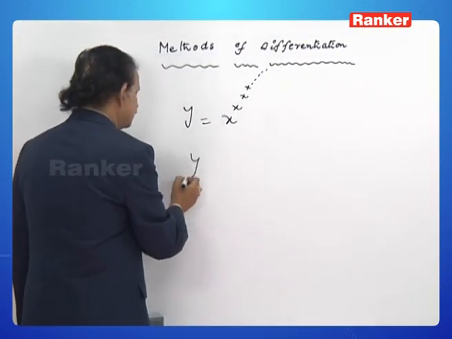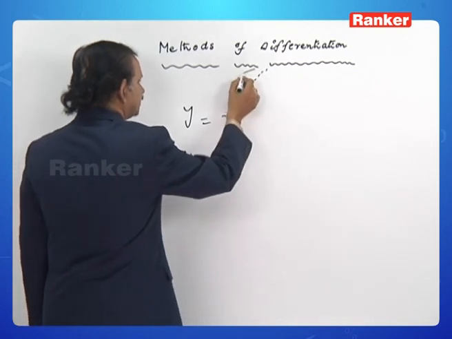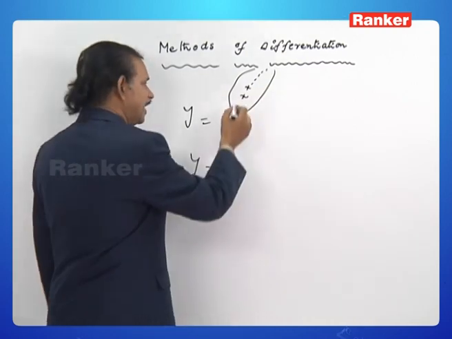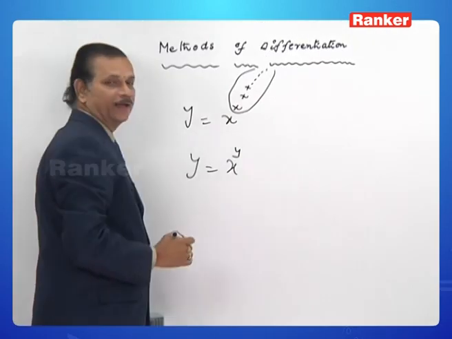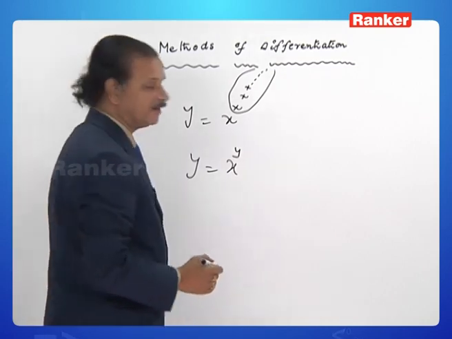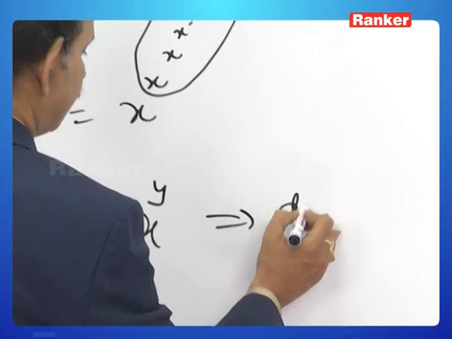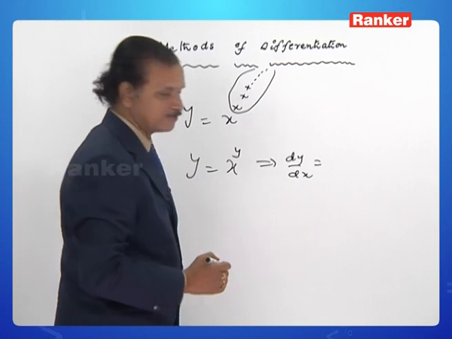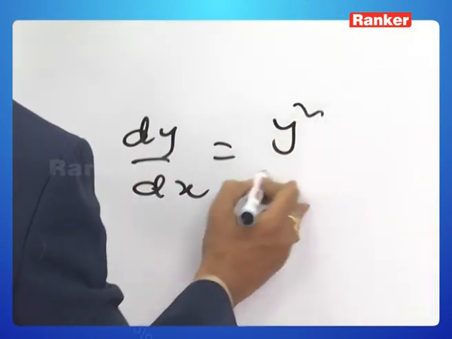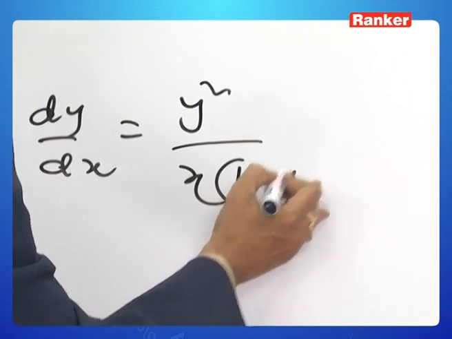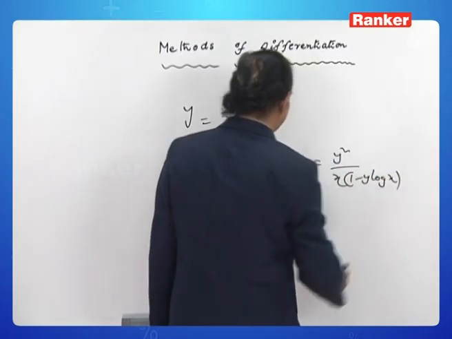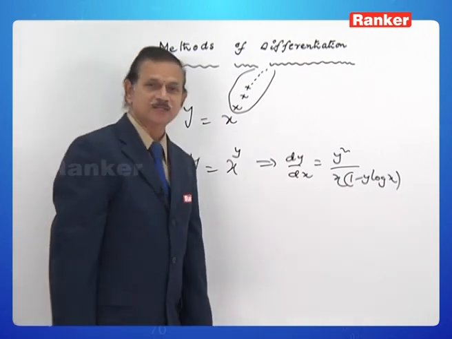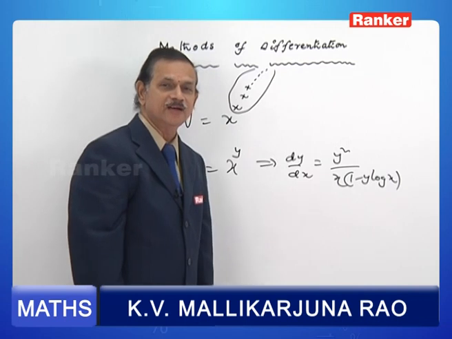Then you see y is equal to x power, what is this expression? X power x power x power etc. For that we can replace it by y again. Therefore y is equal to x power y implies dy by dx is therefore equal to the previous answer, that is y square by x into 1 minus y log x. So the previous answer is reused again.